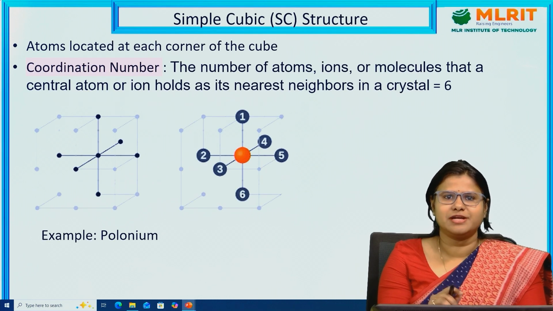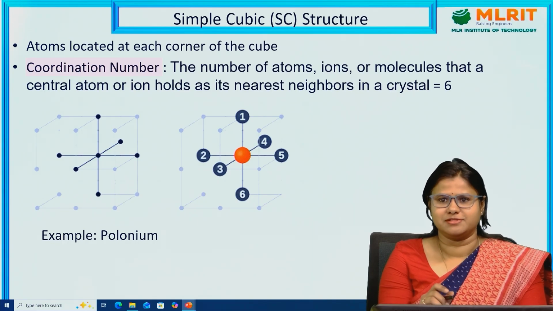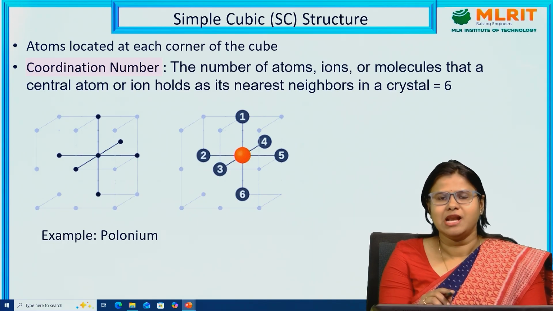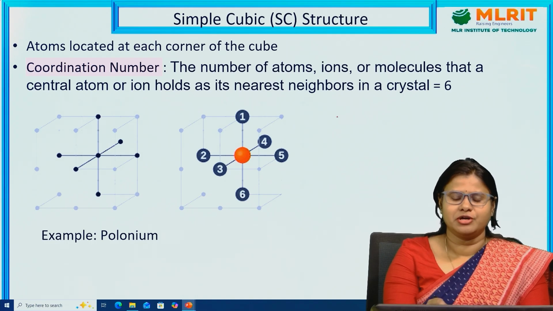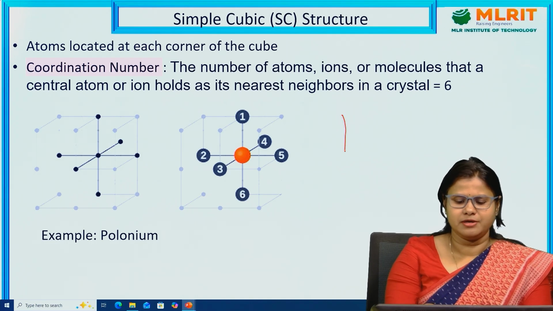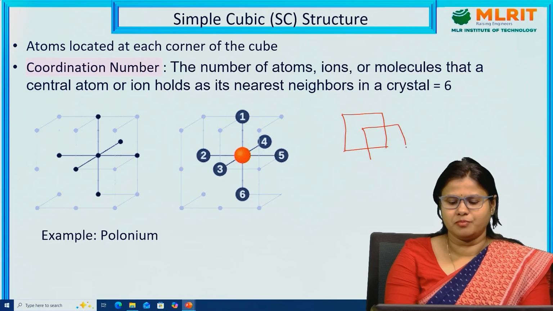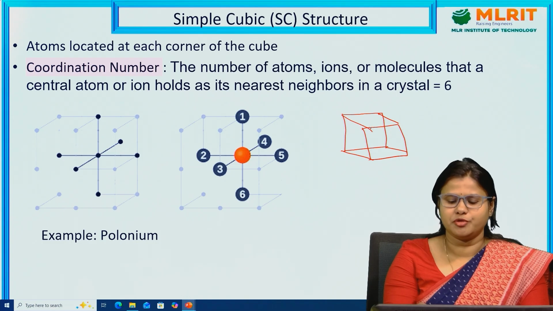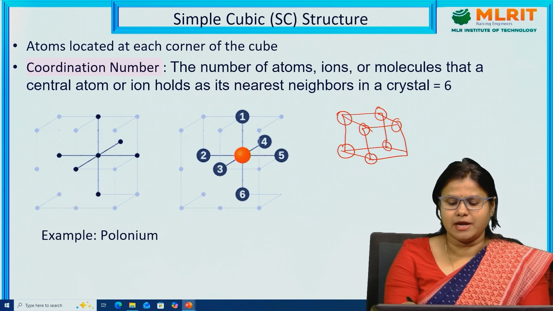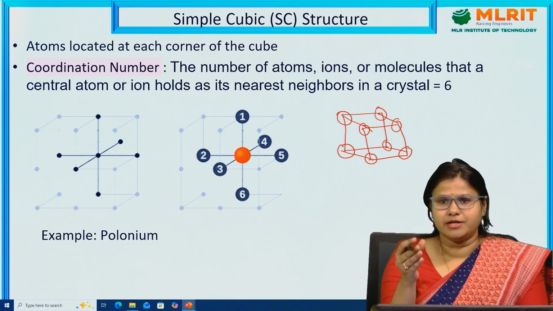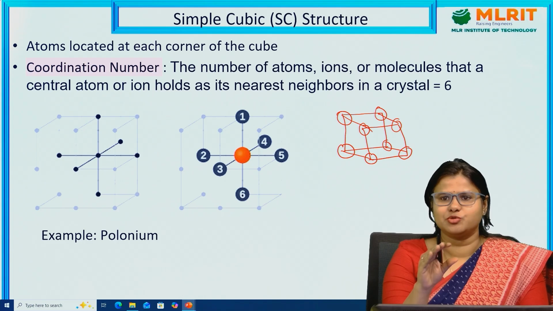Let's consider the simple cubic crystal first. So in simple cubic crystal, how is the structure? Here we have a cube and in each corner of the cube there is 1 atom. For a cube you have 8 corners and at each corner we have 1 atom. So in total we have 8 atoms at the 8 corners of a cube. This is known as the simple cubic crystal system.